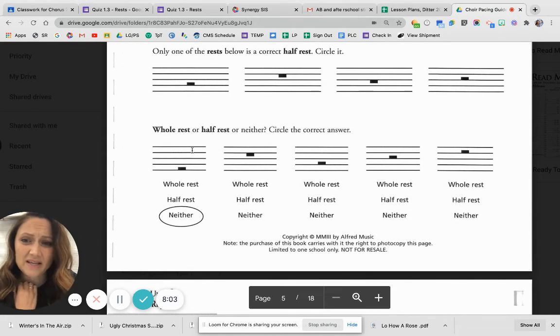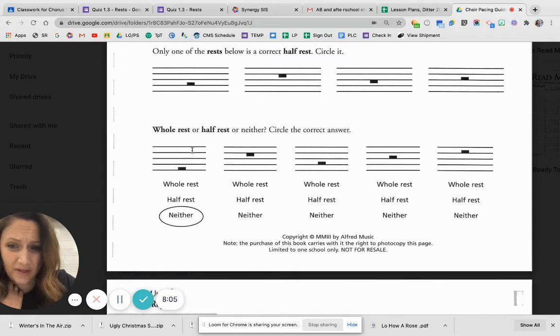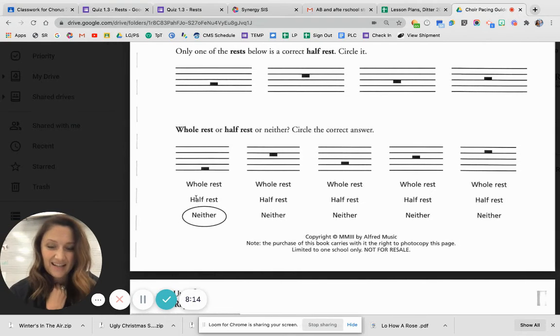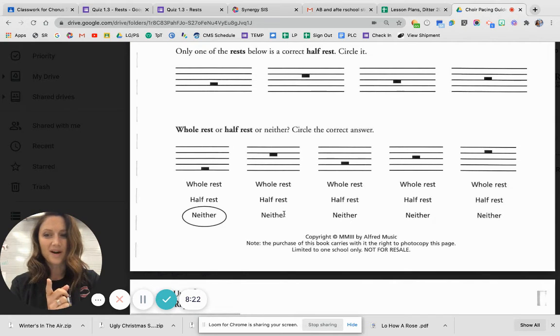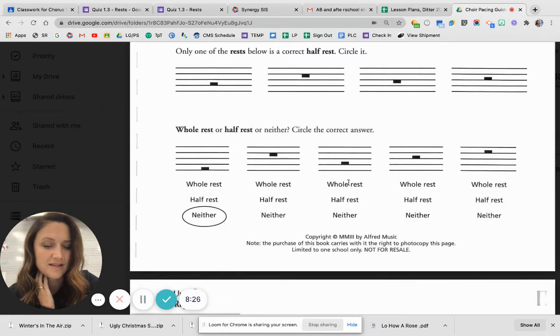Next, you're going to tell me, is this a whole rest, a half rest, or neither? What is the correct answer? In example 1, is it a whole rest, a half rest, or neither? The answer is neither. The next, hanging off the 4th line, is it a whole rest, half rest, or neither? The answer is whole rest. The second one, it's sitting on the 2nd line.